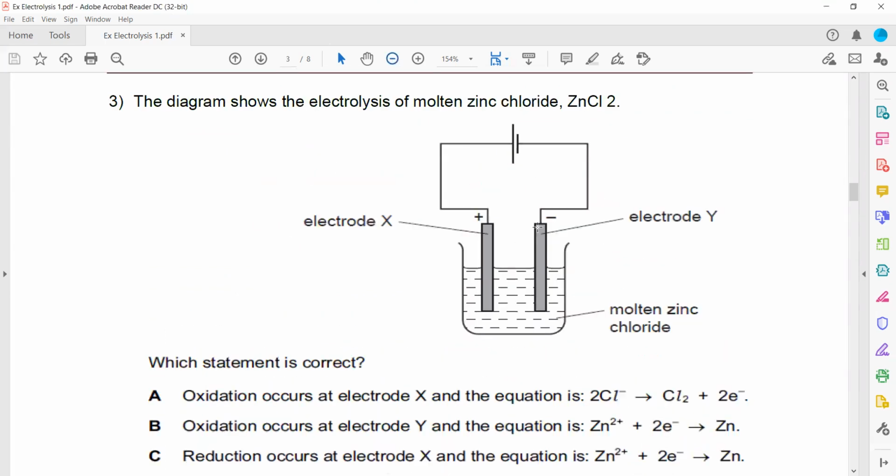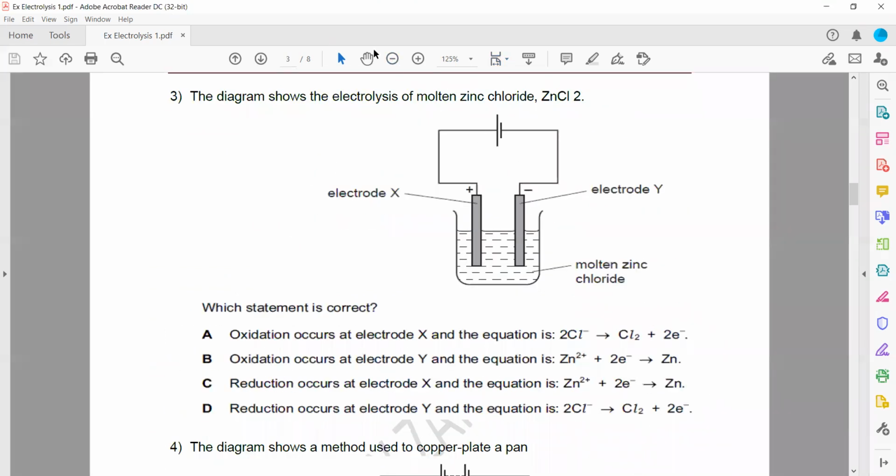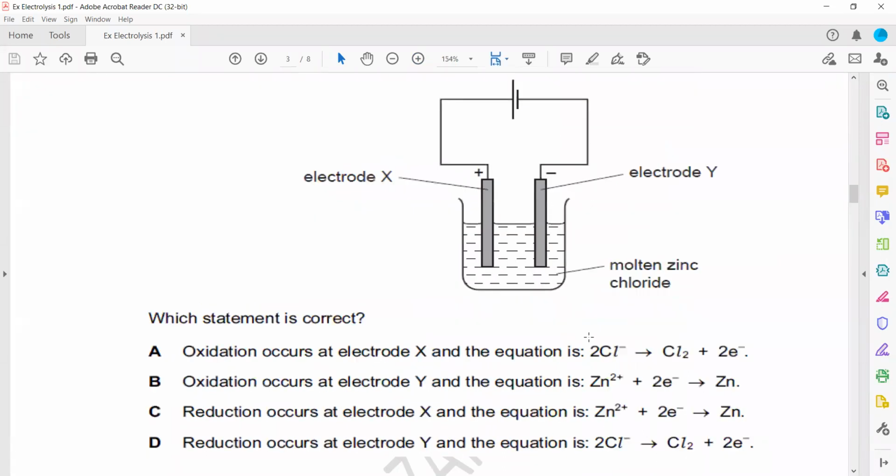The diagram shows the electrolysis of molten zinc chloride. When we have a molten compound, it means it does not have any water molecule. So the ions present here are zinc ion and chloride ion only. Zinc ions are attracted towards electrode Y and turn into zinc atom, which will stick. And chloride ion is attracted towards electrode X.